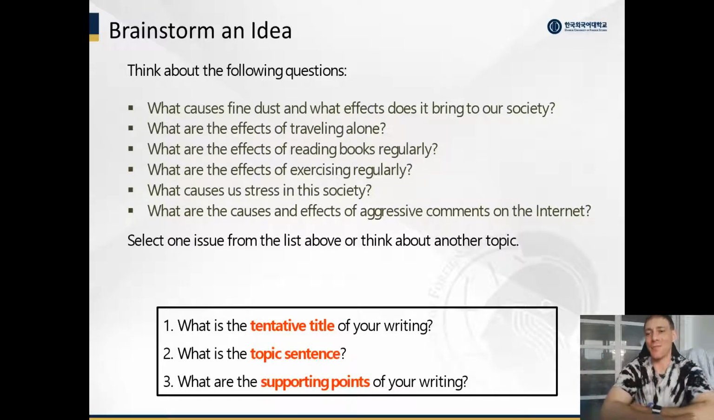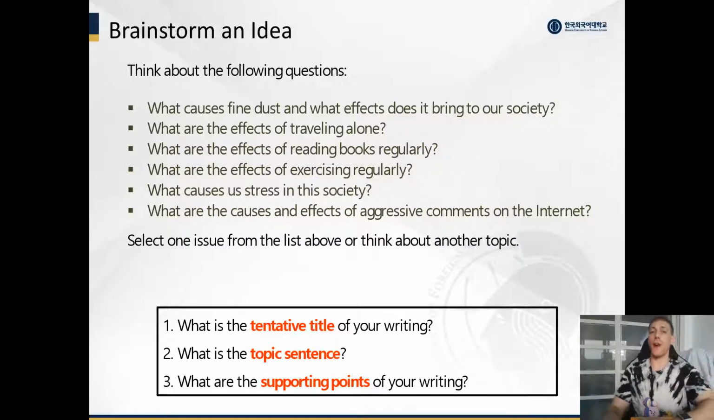Always it's sad. But you can do this by yourself, and all you have to do is think about the following questions. The first one: what causes fine dust? 미세먼지. And what effects does it bring to our society? You can think of the negative ones, and you could think of some positive ones, like Samsung sells a lot of machines to make it better for our lives. So there are good ones.